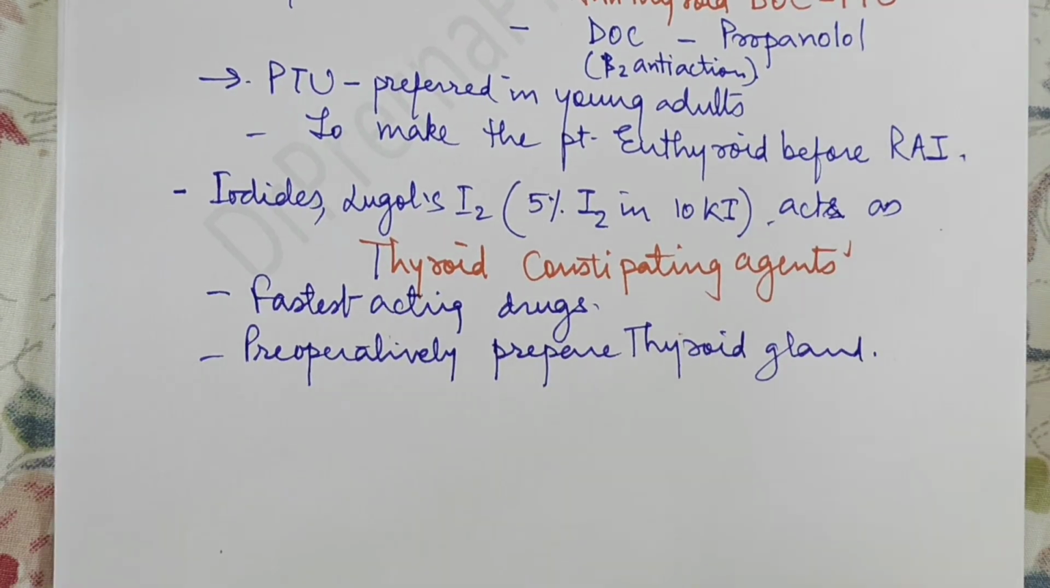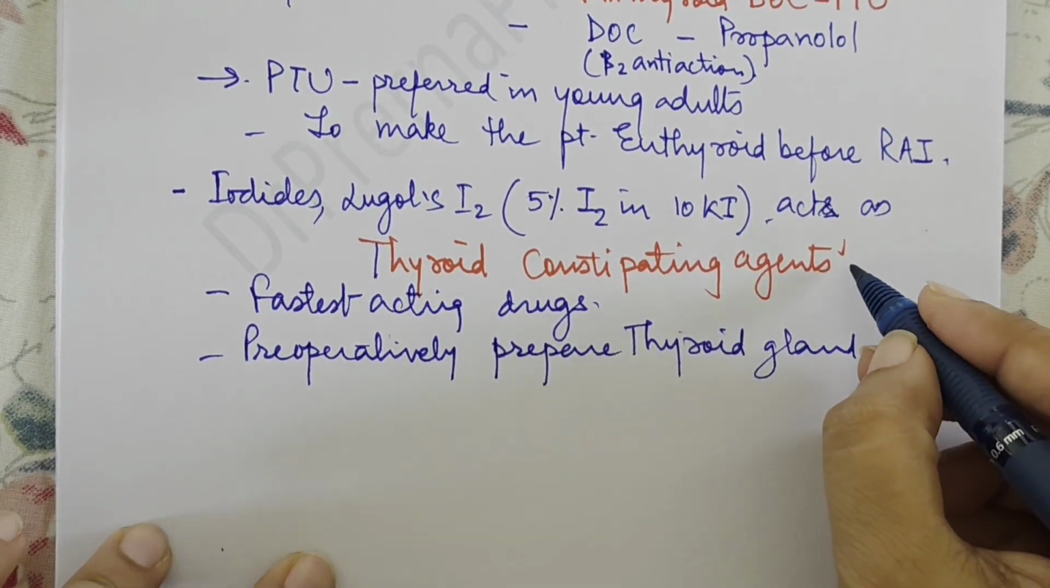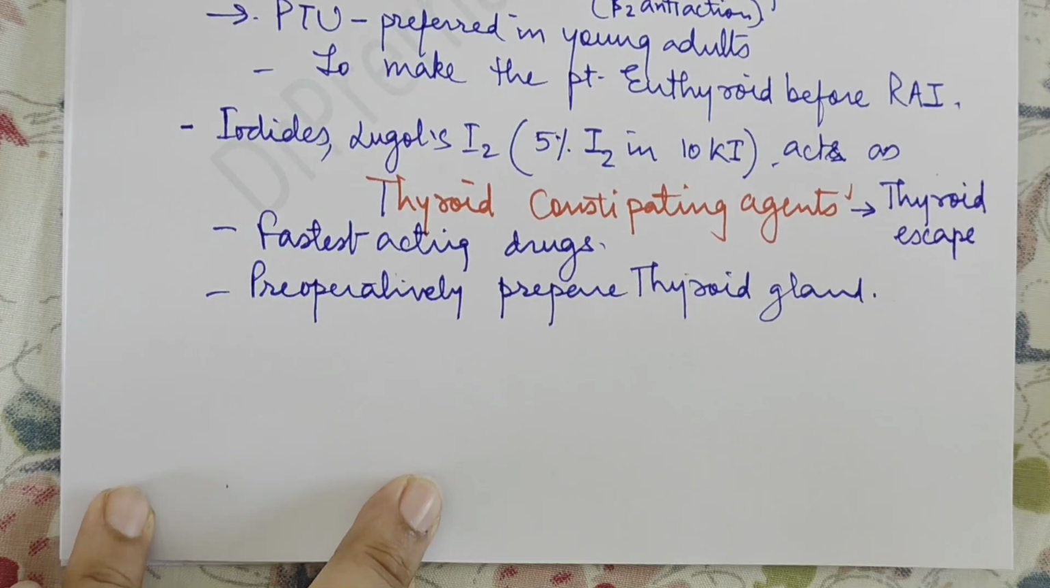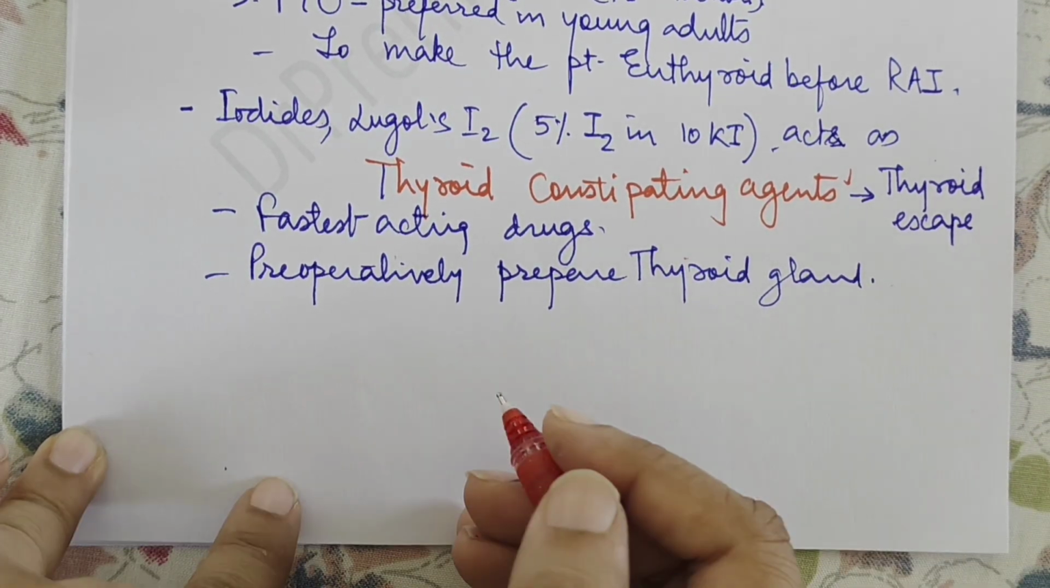But when you give Lugol's iodine and iodides for a long time, then there is a thyroid escape. That means for some time there will be a reduction, but after some time they will escape and there will be a huge secretion of thyroid hormones, right?